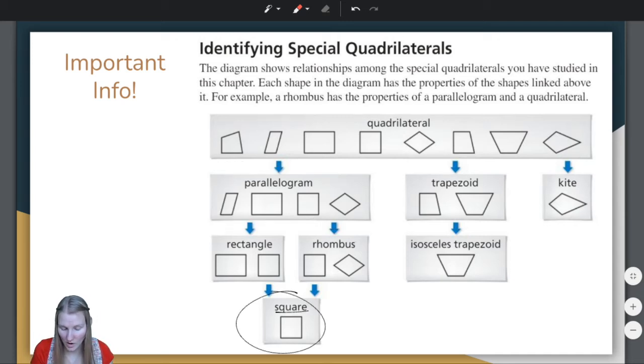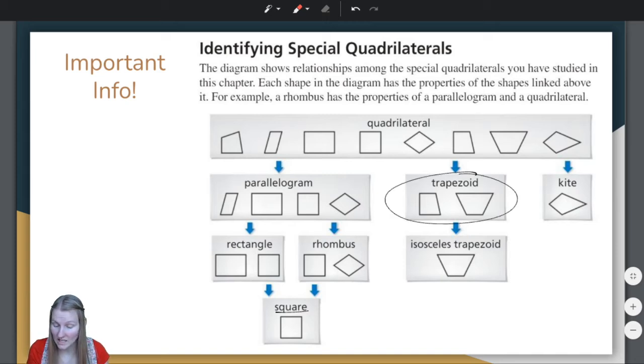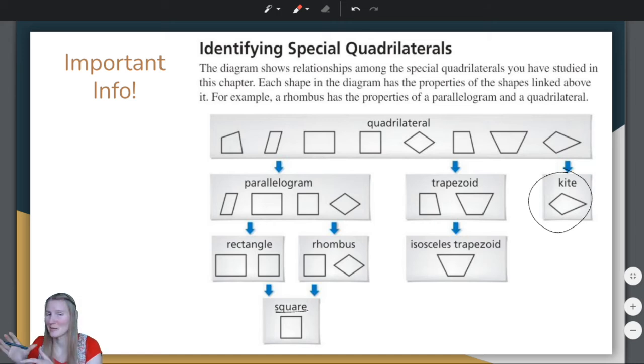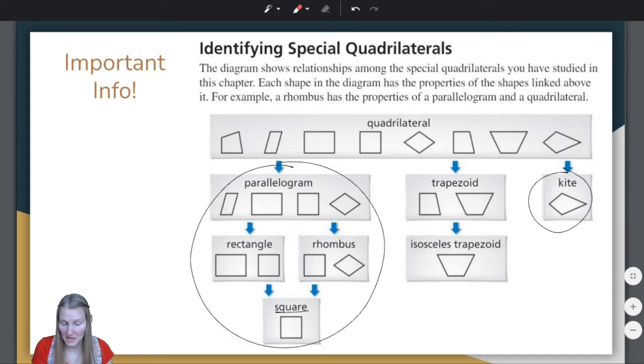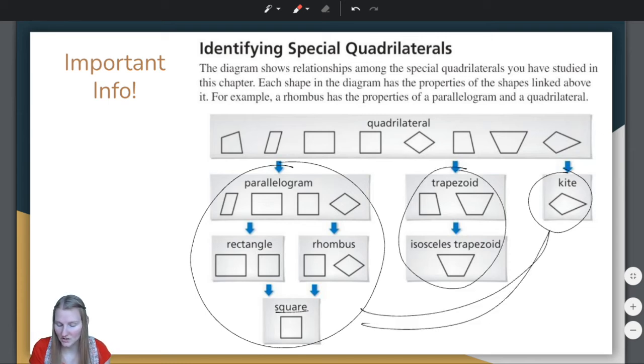And a square, because it's underneath both the rectangle and the rhombus, is both a rectangle and a rhombus. Same thing, a trapezoid is a quadrilateral, and an isosceles trapezoid is a type of trapezoid. And a kite is just kind of its own thing. It's not a trapezoid. It's not a parallelogram. It's just a special type of quadrilateral. So, when we think about the properties of each of these shapes, there is overlap within the parallelograms and within the trapezoids. But remember, kites and parallelograms are separate. Trapezoids and parallelograms are separate. Trapezoids and kites are separate.